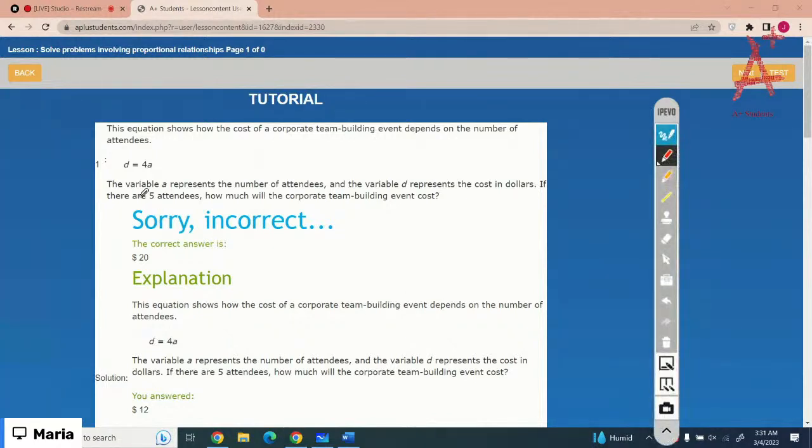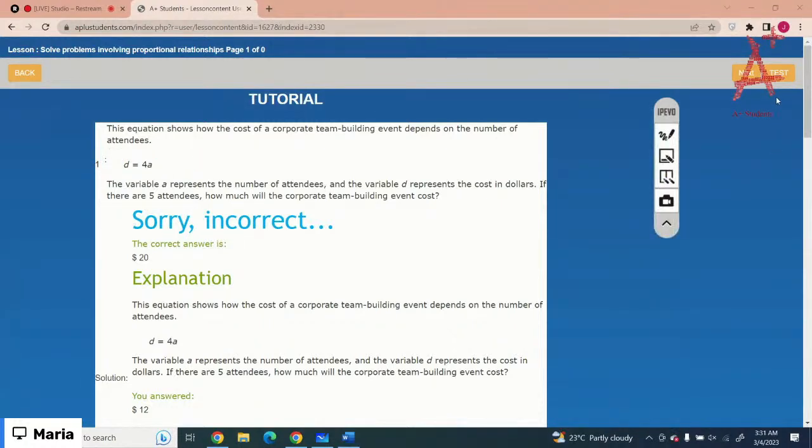Got it? D is cost and A is attendees. Got it? So just replace A. Here, this is the value of 5 attendees. That is the value of A. So just replace A with the value. Got it? D equals 4 times 5. 4 times 5 is $20. Got it? Now let's just start with the test questions.